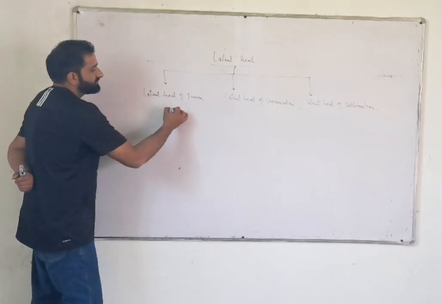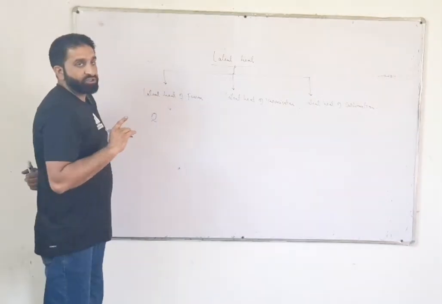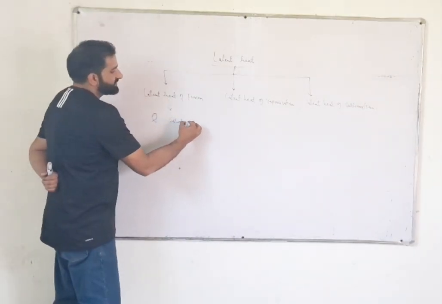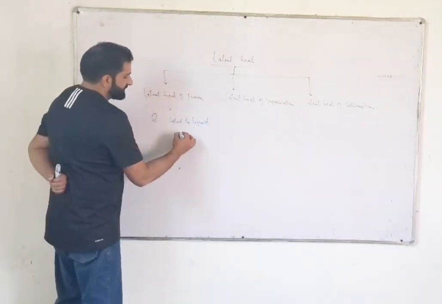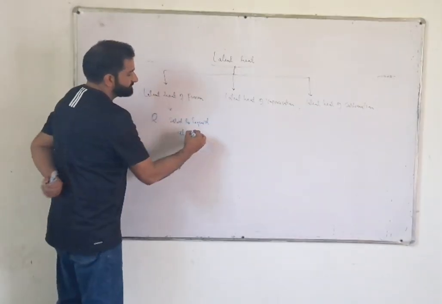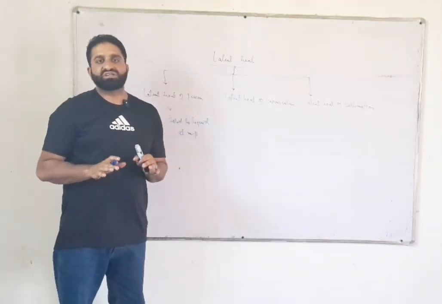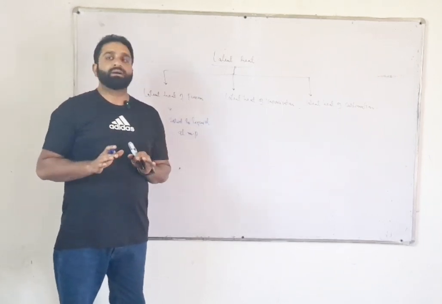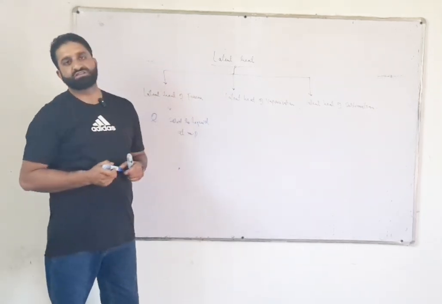Talking first about the latent heat of fusion. The latent heat of fusion is defined as the amount of heat required to change unit mass of a substance from its solid state to liquid state without a change in temperature at its melting point. So we know that the temperature doesn't change. If the temperature doesn't change, where does the latent heat go? The latent heat brings about the change in state, that is from solid to liquid state at its melting point.